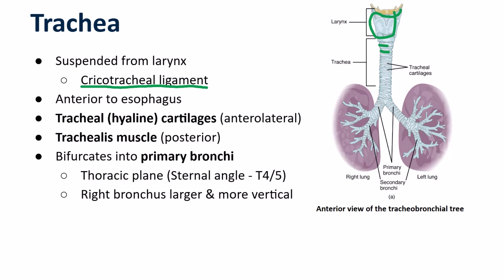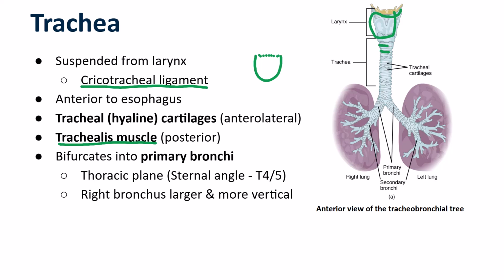We call these tracheal cartilages, and they are anterolateral surrounding the trachea. Wherever there are no tracheal cartilages, meaning posteriorly, there is smooth muscle, or trachealis muscle. So if you look at a cross-section of this as a U, that solid U would be the tracheal cartilages, and this dashed line would be the trachealis muscle.